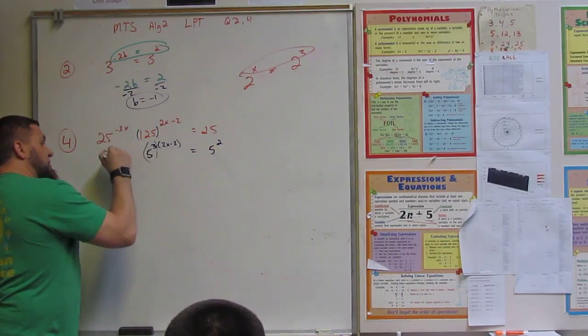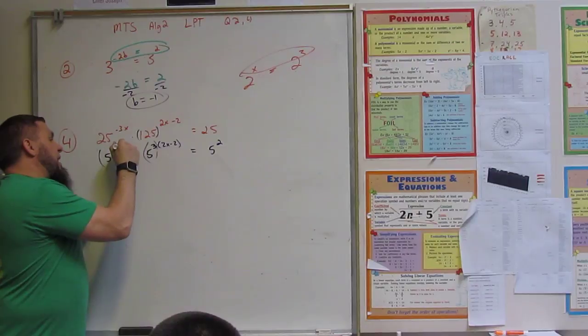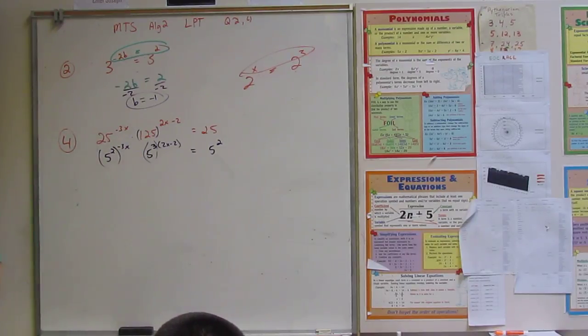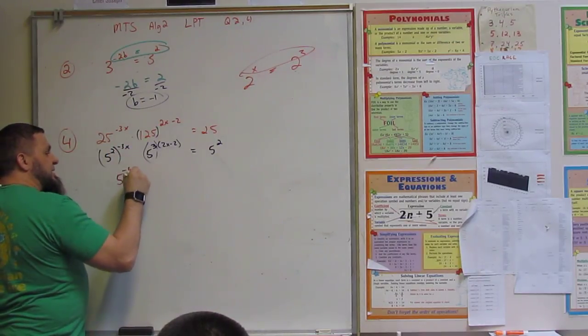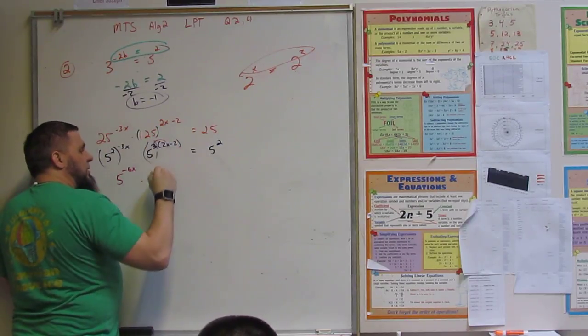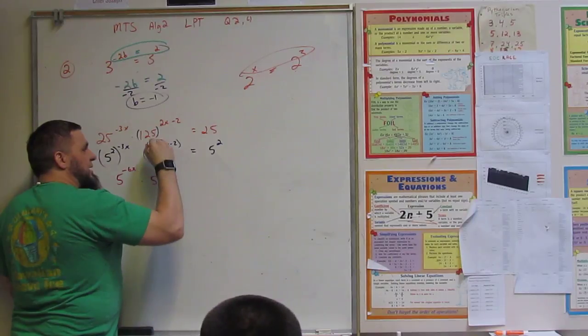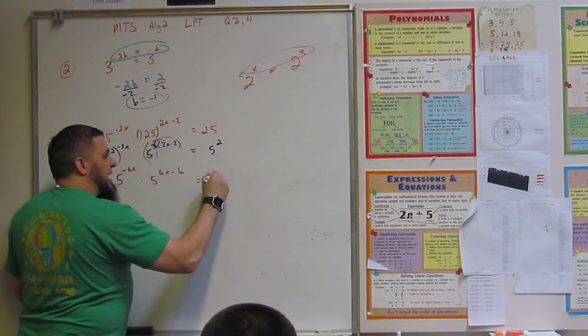5 squared, right? But then that's raised to the power of negative 3x, right? But then those just multiply, right? So then that would be 5 to the negative 6x times 5 to the 6x minus 6 equals 5 to the square.